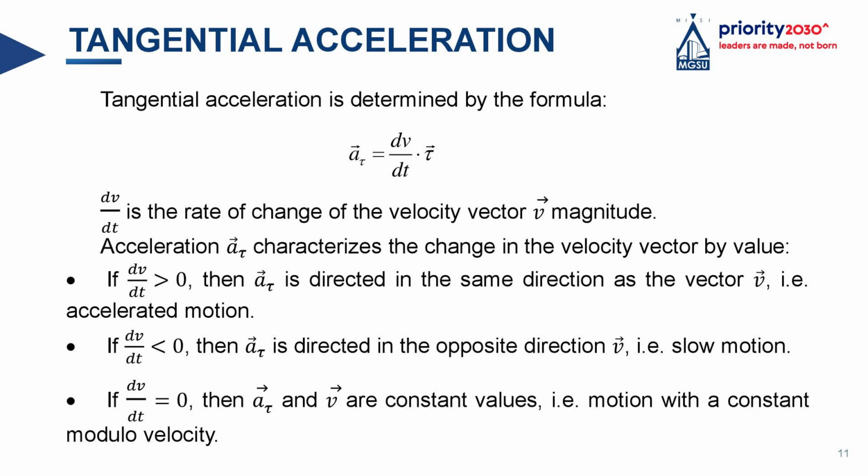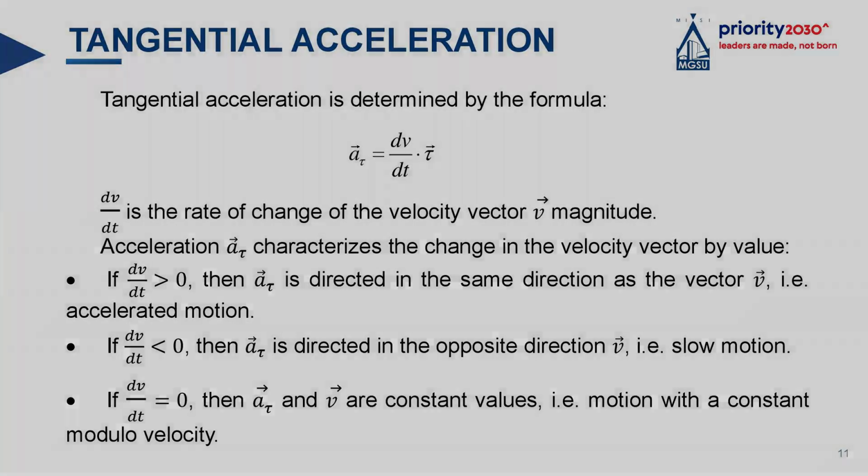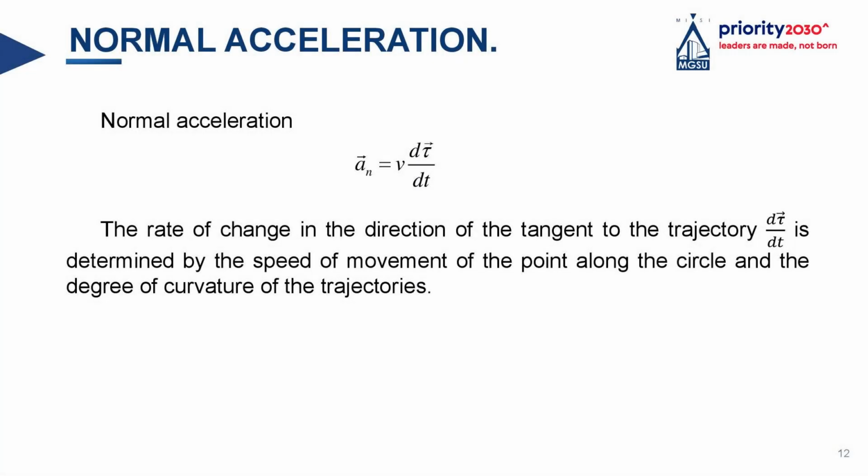If dv/dt is greater than 0, then vector a tau is directed in the same direction as the vector v, so it means accelerated motion. If dv/dt is smaller than 0, then vector a tau is directed in the opposite direction to the v vector. So this is slow motion. If dv/dt is equal to 0, then vector a tau is zero and the velocity magnitude is constant. So this is motion with a constant modular velocity. Let's go to the next part and talk about normal acceleration.